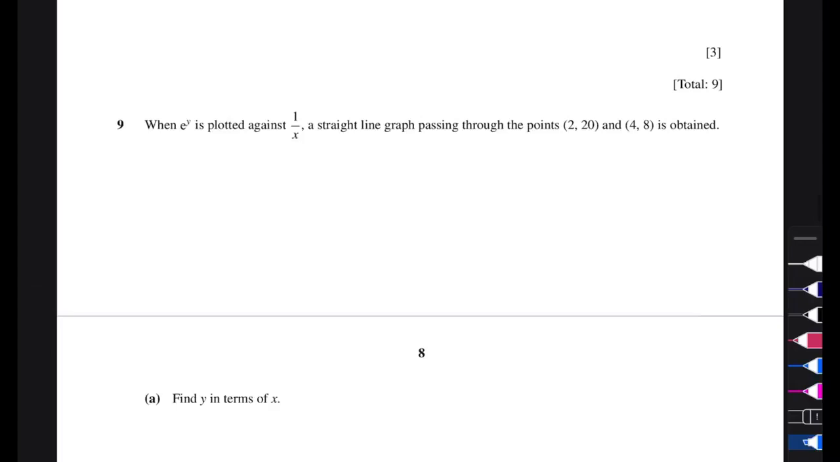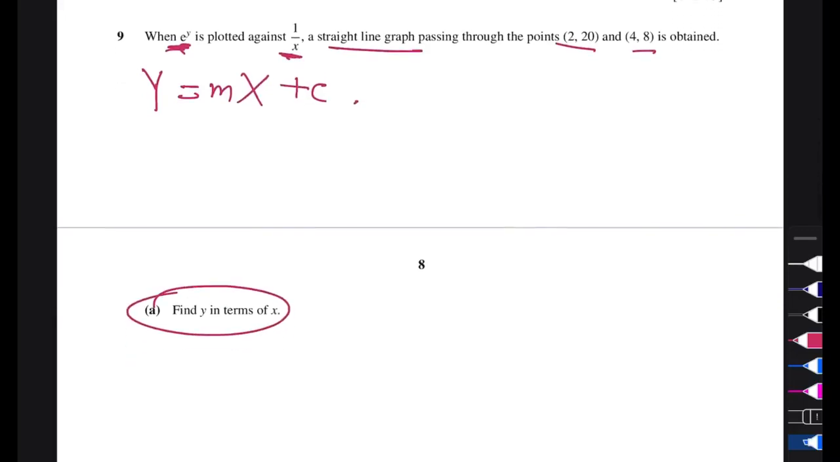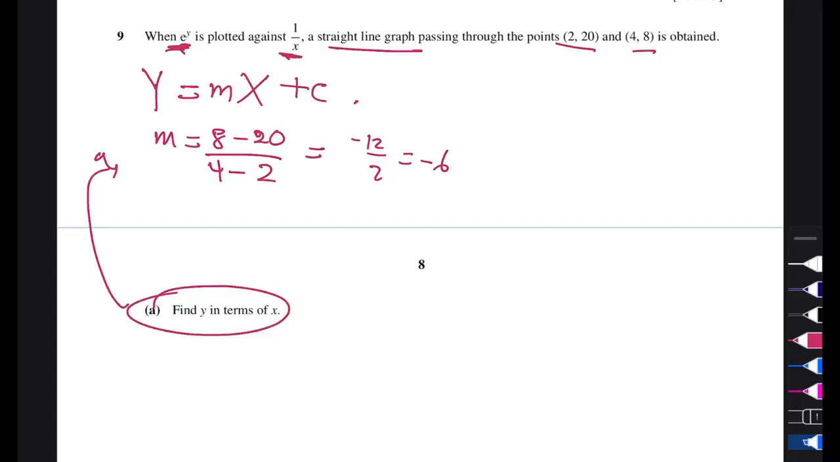Then question 9. Question 9 has e in it, so I'll do that. So this is plotted against that. A straight line is formed passing through these points. So if a straight line has been formed, then we just need to have it in this format. The question says find y in terms of x. So I can have my gradient as 8 minus 20 over 4 minus 2. That would give me negative 12 over 2, which gives me negative 6. Once I have the gradient, I'm good to go.